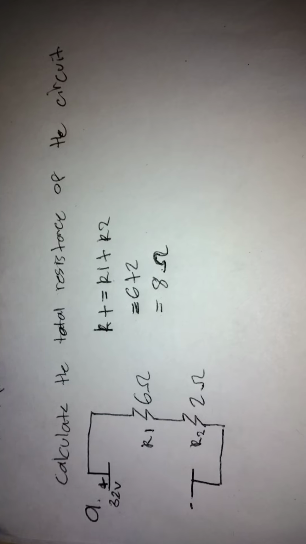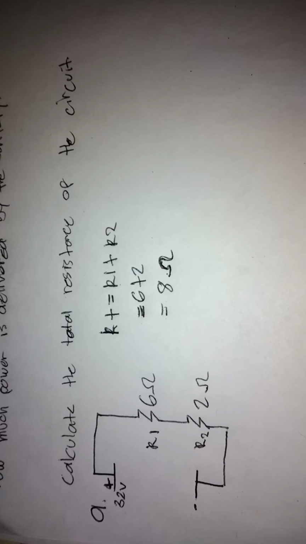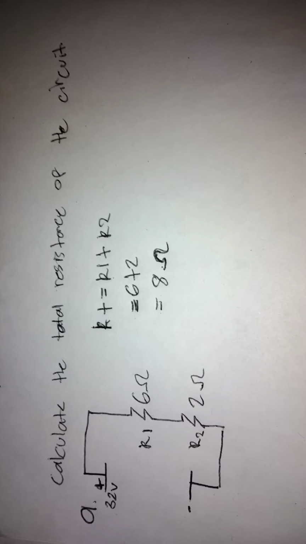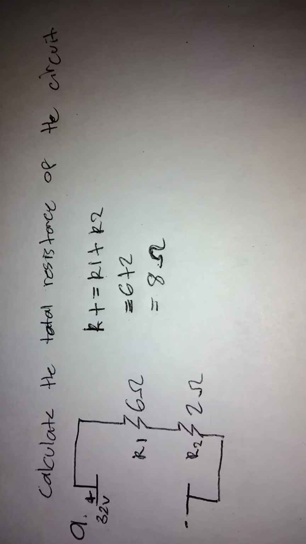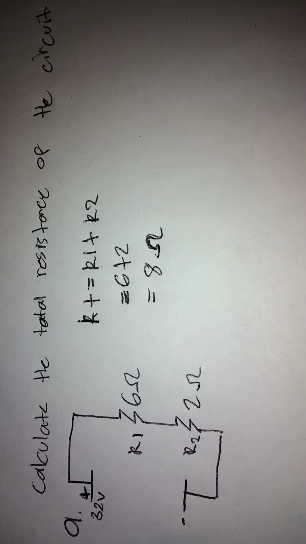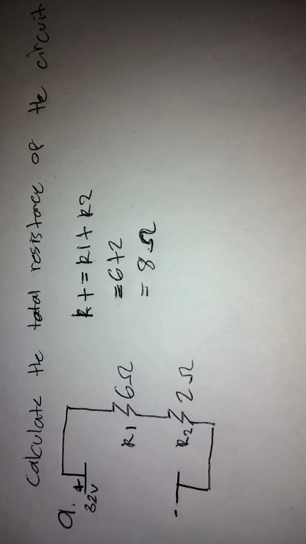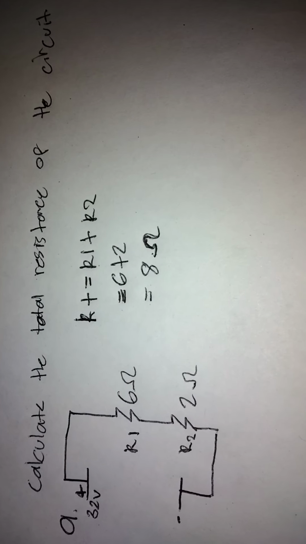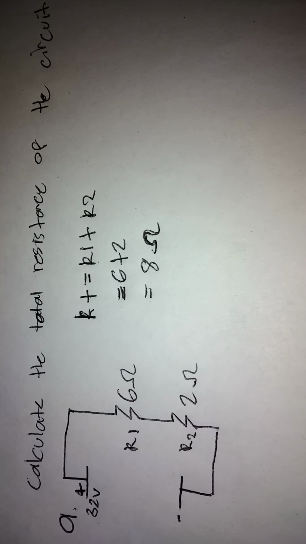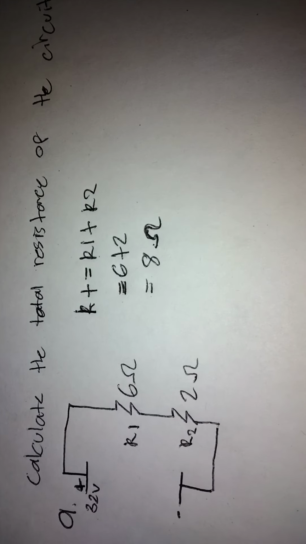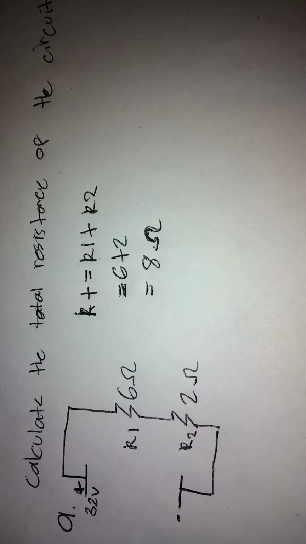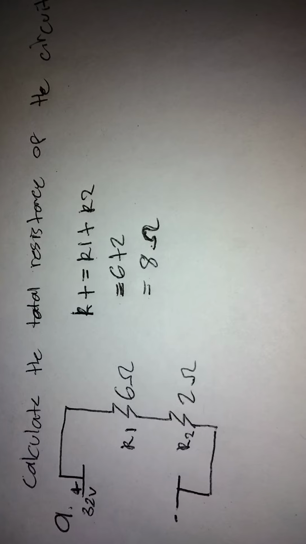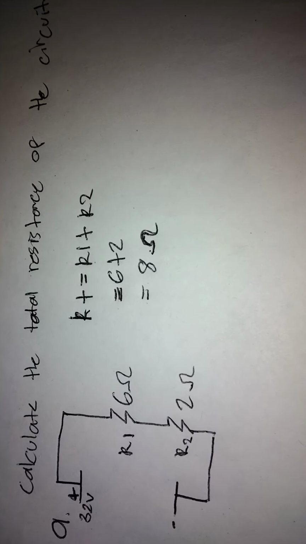Now, the first thing we need to do is calculate the total resistance of the circuit. In this circuit, we have R1 and R2. To find the total resistance, we need to use this equation. The total resistance is equal to R1 plus R2. So we have 6 plus 2, which is equal to 8 ohms.